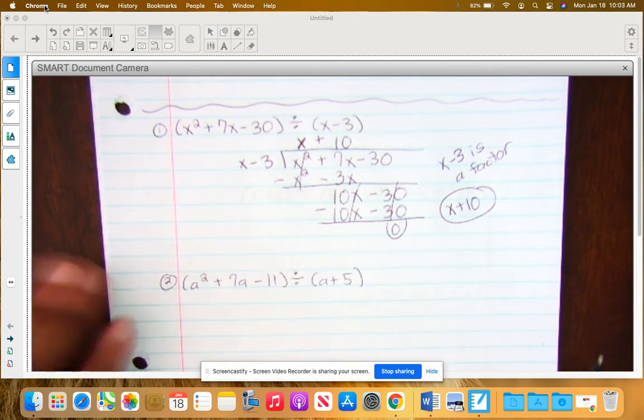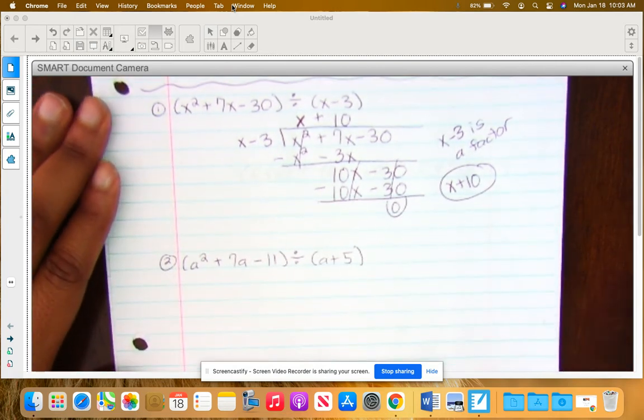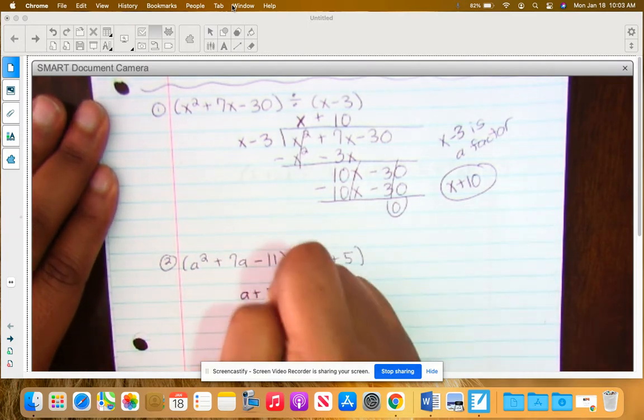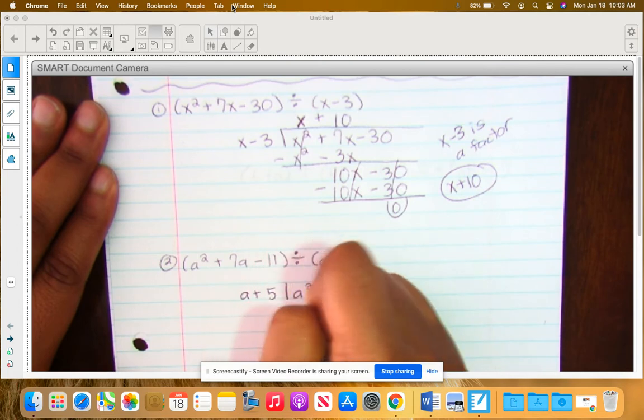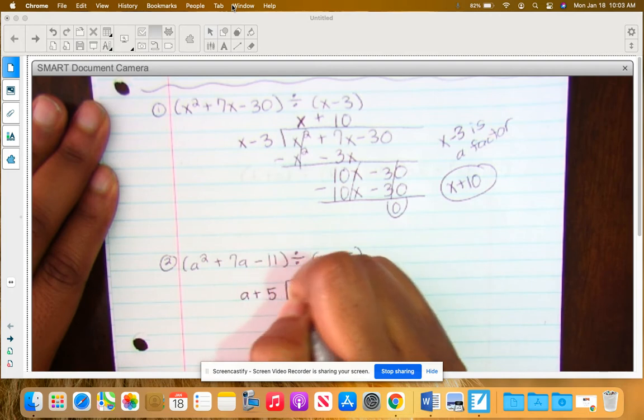Okay, so let's take a look at number 2. This time I'm doing a squared plus 7a minus 11 divided by a plus 5. So let's set it up. When I set it up, we know that a plus 5 goes on the outside. That is our divisor. And a squared plus 7a minus 11 goes on the inside.